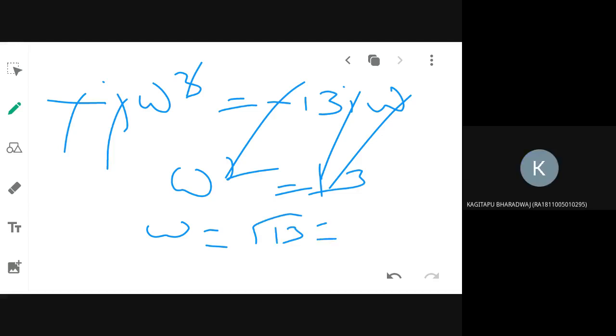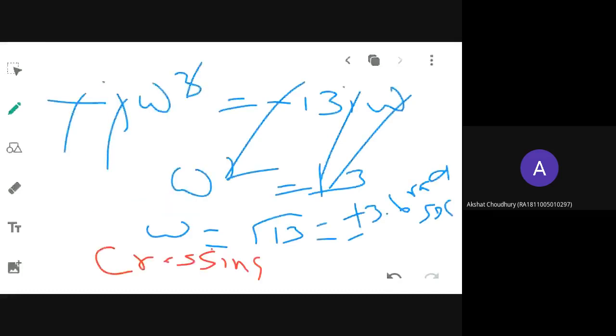Root 13 I know. What is root 13 is my question. I think that is equal to 3.6. 3.6 radians per second. Okay, so this is what is called my crossing point. This is how you will be finding the crossing point on the imaginary axis. There only how to intersect the remaining 2 branches.